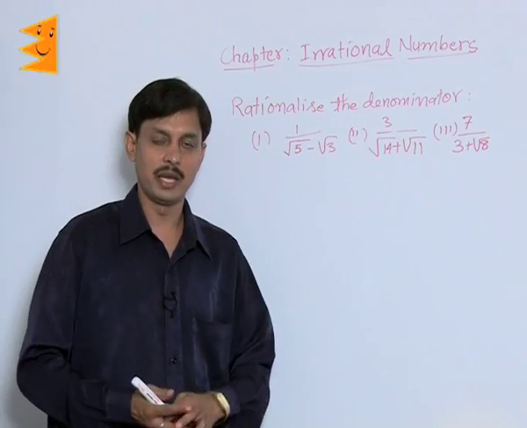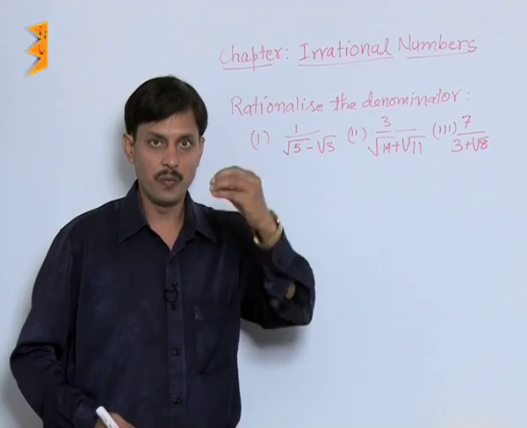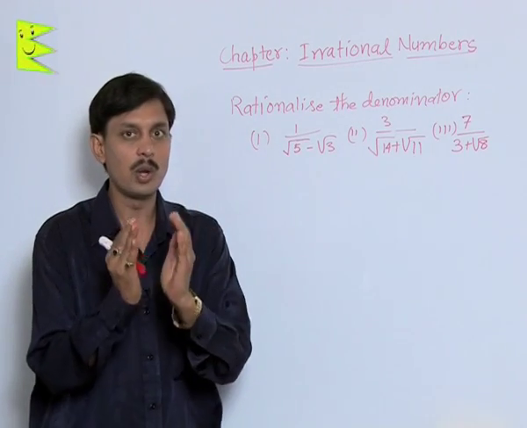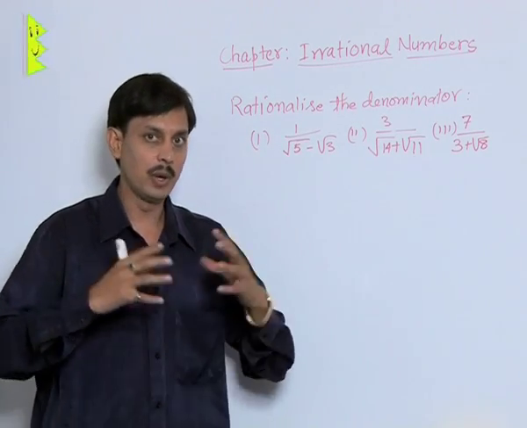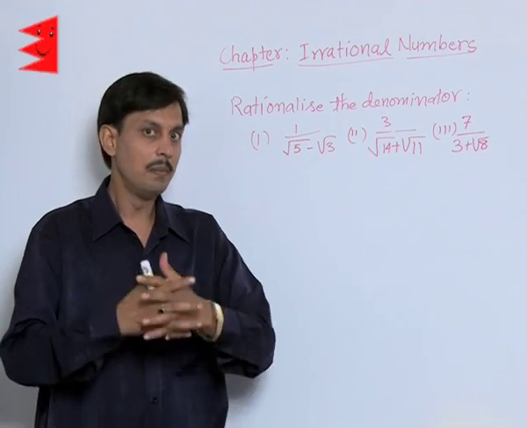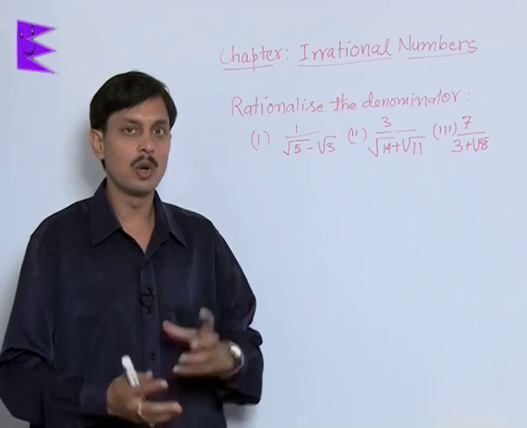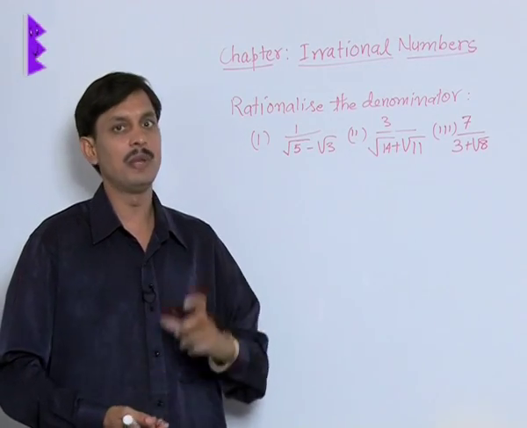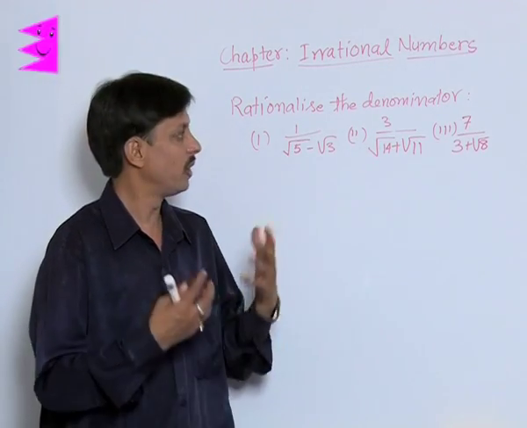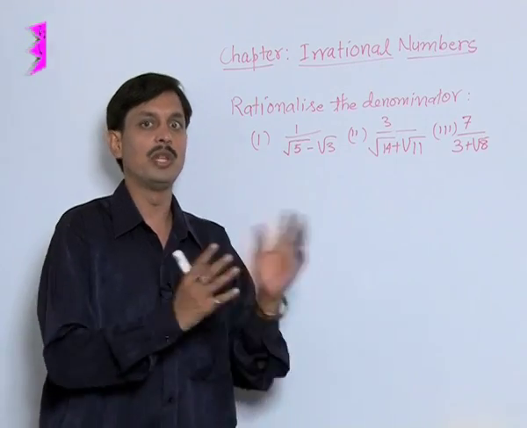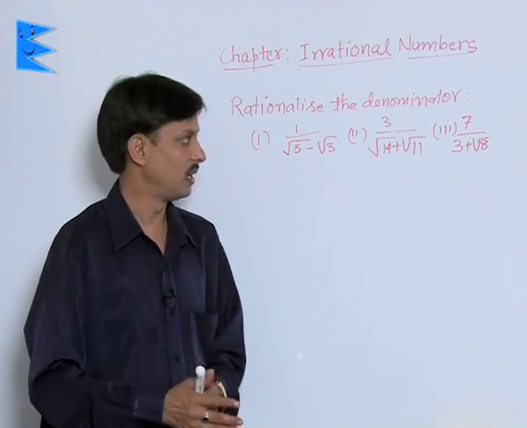Now I am taking a few more examples where the denominator is not a monomial, the denominator is a binomial. You must be clear about the meaning of monomial and binomial. Monomial has a single term, binomial has two terms, trinomial has three terms, and more than three terms we call polynomials.